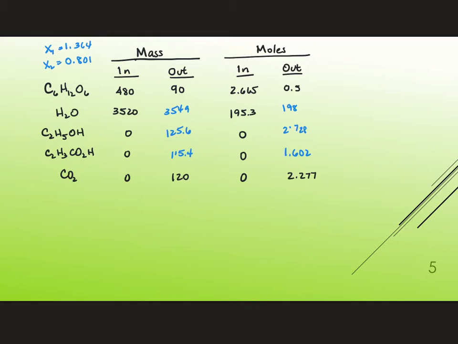If you wanted this in mass percent, dividing by 4,000, I have 2.3% glucose, 88.7% water, 3.1% ethanol, 2.9% propionic acid, and 3.0% CO2.